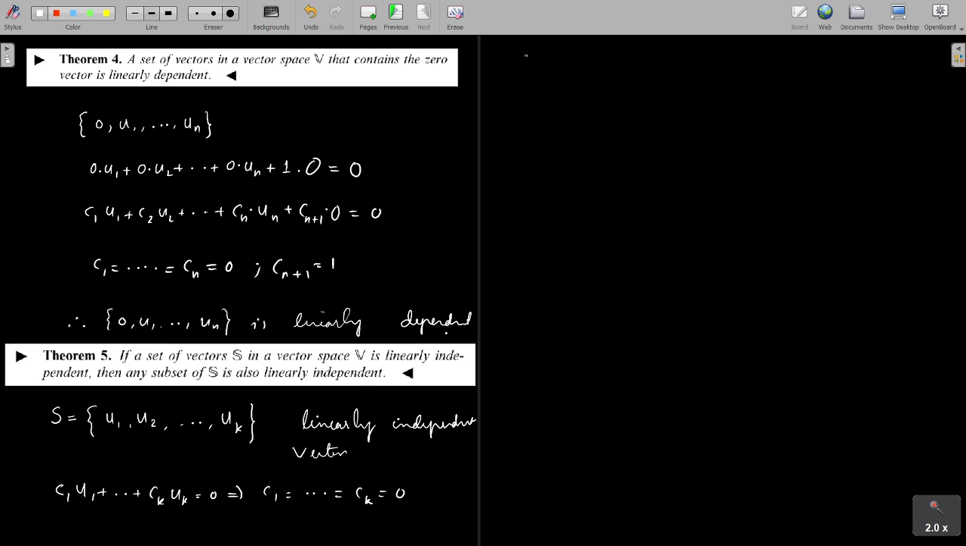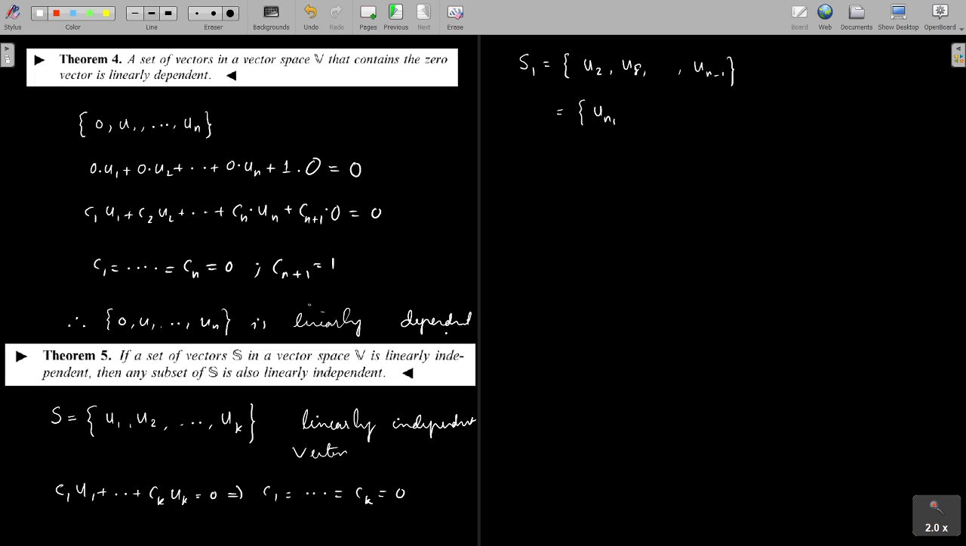Now you consider any subset S1 consisting of some vectors of this set. Suppose this contains u2, u8, for example, all the way up to un minus 1, u2, u3, u8, u10, etcetera, some of the vectors from this set. So I call this set an arbitrary set as un1.